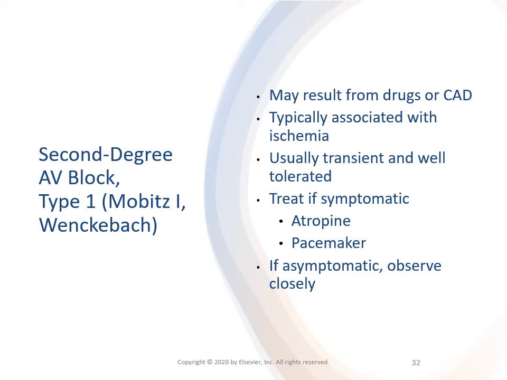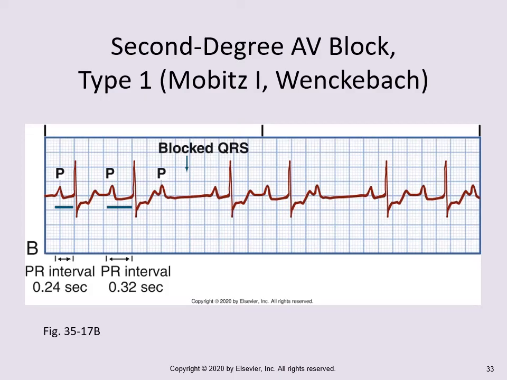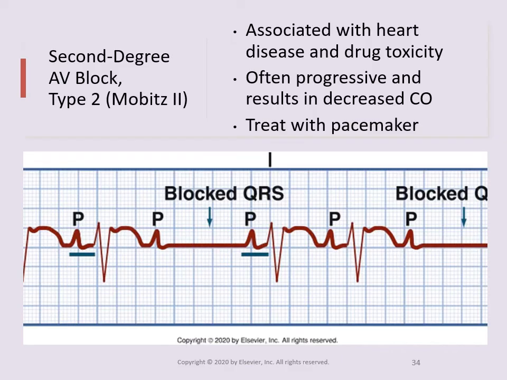This slide is the image of the second-degree AV block type 1, the Mobitz 1 Wenckebach block. You can see P waves with QRSs, but you can also see a P wave with a blocked QRS. Then the PQRSs start again, and then you'll see a lost QRS, and the pattern repeats over and over.